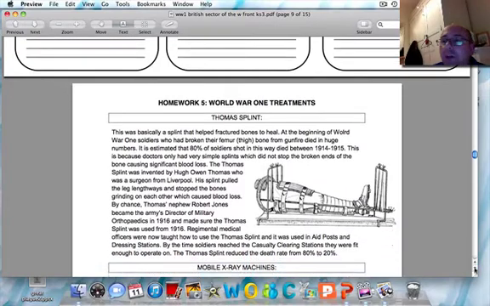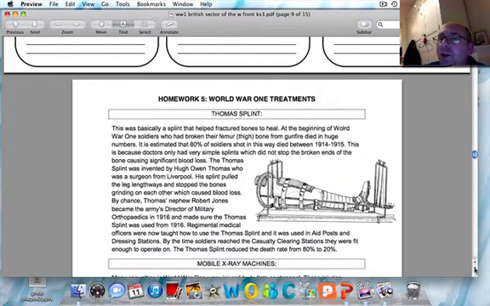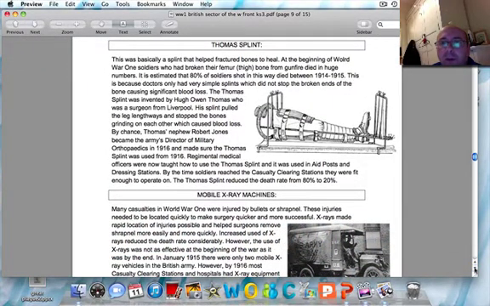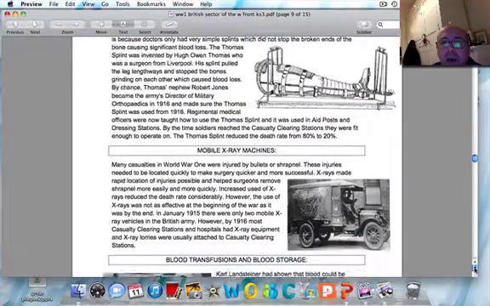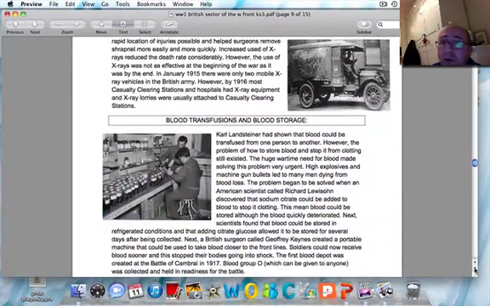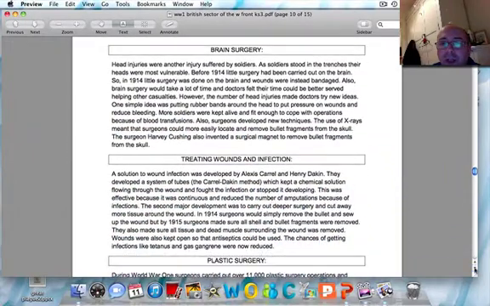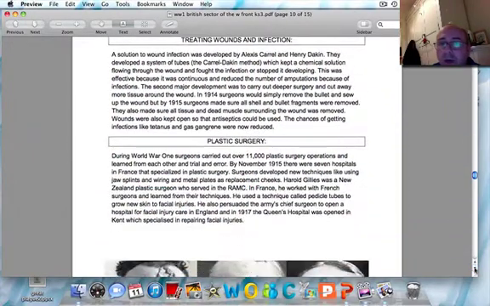Homework 5, treatments. We've already studied that new weapons incurred new injuries, and therefore new treatments were also required. Again, an information sheet is provided for you. Information on the Thomas splint, mobile X-ray machines, blood transfusions and blood storage, brain surgery, treating wounds and infection, plastic surgery. You'll note there that an awful lot of treatments that we regard as really rather modern and even today as advanced surgery are all a consequence of the injuries and experiences of soldiers in World War I.